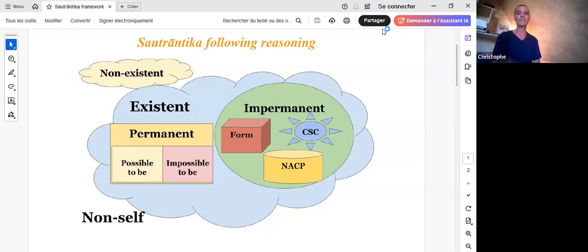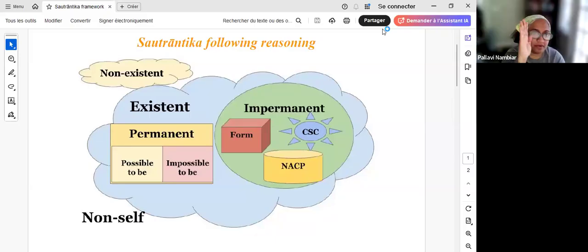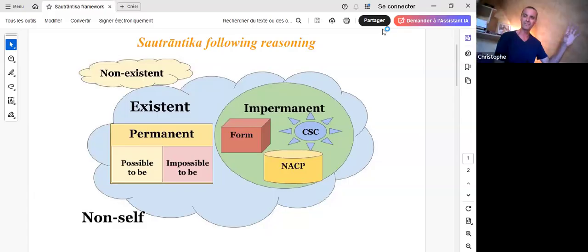And also, one equivalent with existent is the object of comprehension of an omniscient cognition, of an omniscient mind. Nam kyen shes ja. So if it is known by a Buddha, it exists. So even if I don't know anything, the Buddha knows everything.